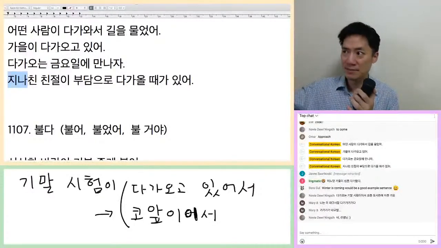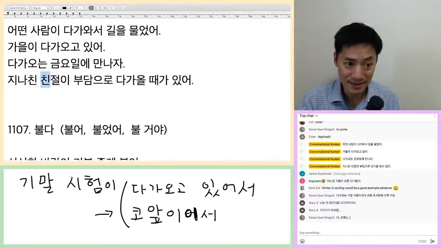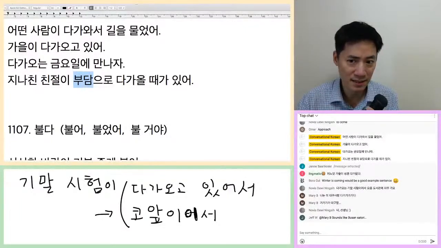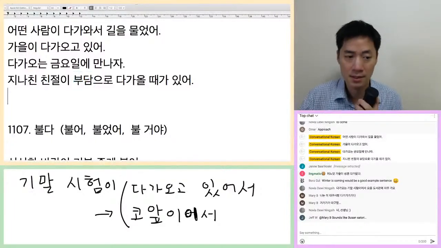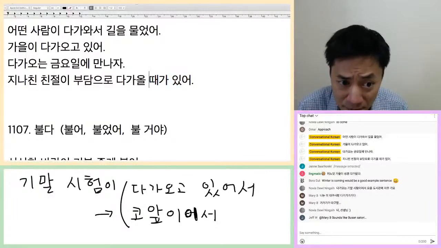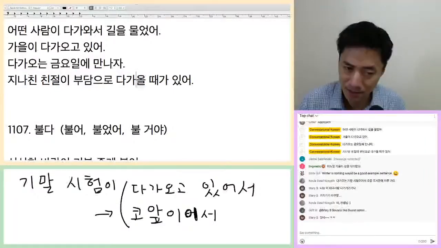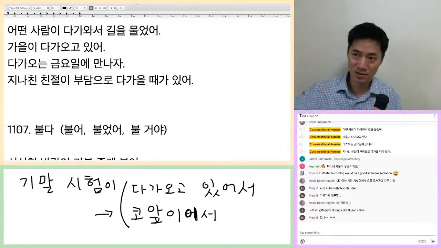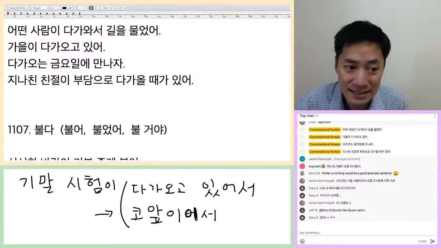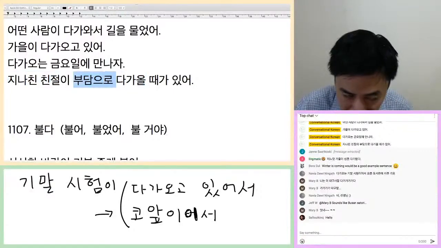And 지나치다 is like passing by. Something is excessive. Exceed some point. So 지나친 친절, kindness is too excessive. 부담, we have learned several weeks ago. It can be like burden. So it happens sometimes. So sometimes excessive kindness can be approaching as a burden. You feel a burden sometimes when someone treats you with too much kindness, you know. The sentence means that 지나친 친절이 부담으로 다가올 때가 있어. So this one approaches as this burden.